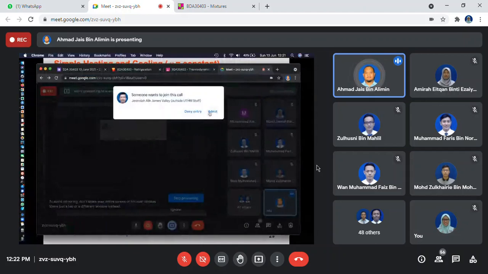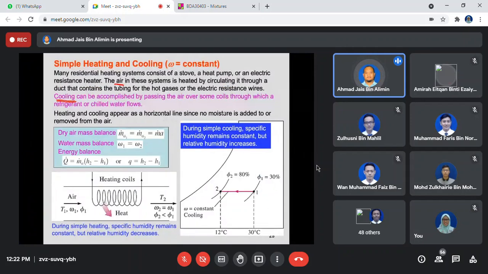Heating and cooling appear as a horizontal line since no moisture is added. When there is no moisture added, there's no change on the y-axis. It's only concerned with the horizontal journey, which is a reduction in the temperature. This is an example of a cooling process. The circle on the chart here refers to simple cooling, where the specific humidity remains constant. So here the specific humidity remains the same.